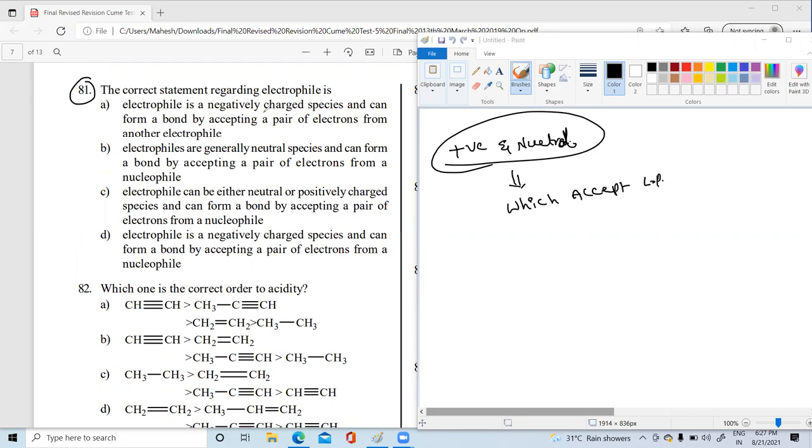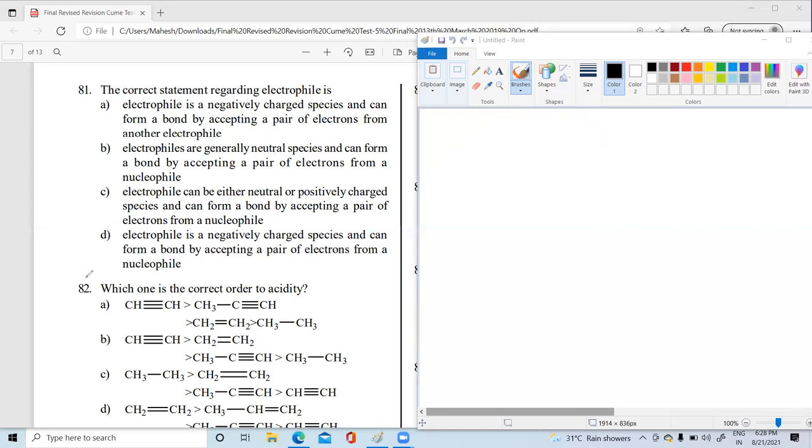Let's check here. Option A: electrophile is negatively charged. Is it negatively charged? No, it's a wrong statement. Electrophiles are generally neutral species only? No, they are positive and sometimes neutral, so this is also a wrong statement. Electrophile can be either neutral or positively charged, and it can form a bond by accepting a pair of electrons from the nucleophile. So this is the correct statement, students. Option D, negatively charged, is wrong. So option C is correct.